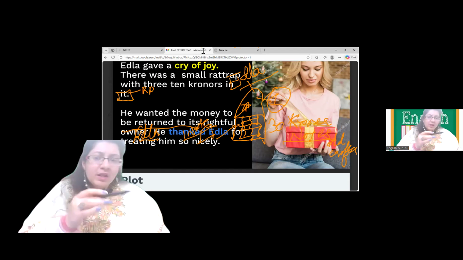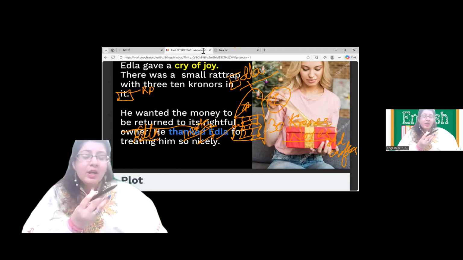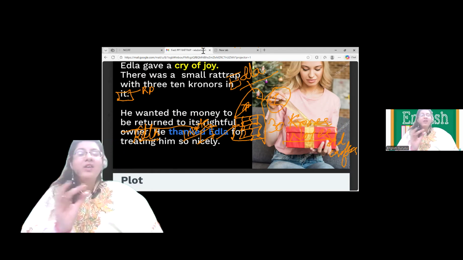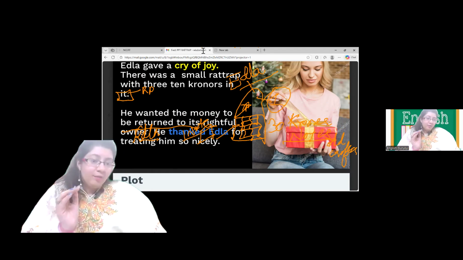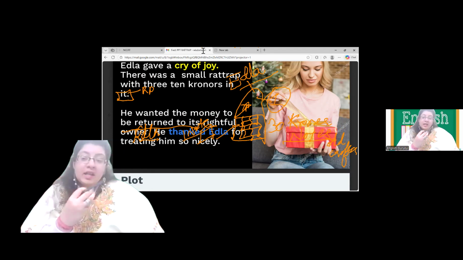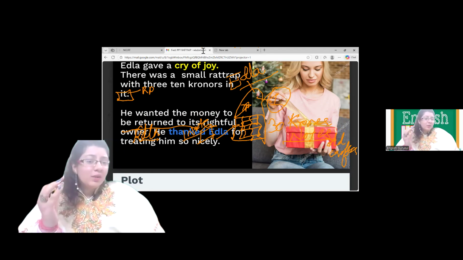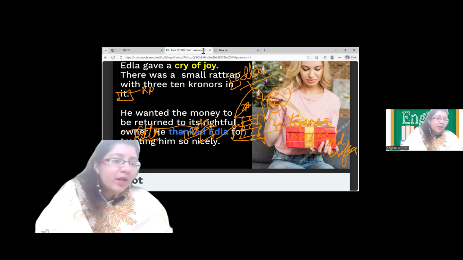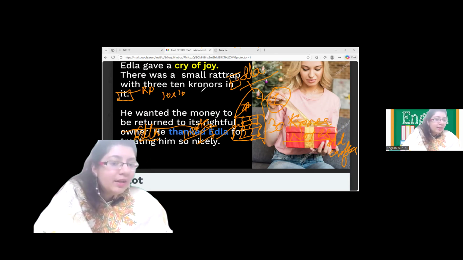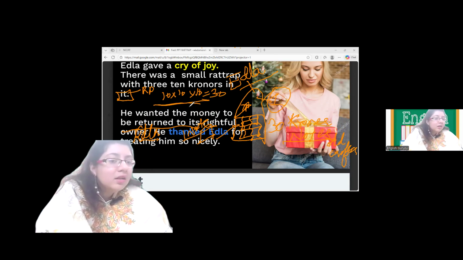Now, why would she be feeling so elated and ecstatic? She was feeling ecstatic and elated because there was a small rat trap with 3 10-kroner notes in it. That's why I told you in the very beginning that when we are multiplying 10 into 10 into 10, it will make 30. So there were 3 notes of 10 kroner.